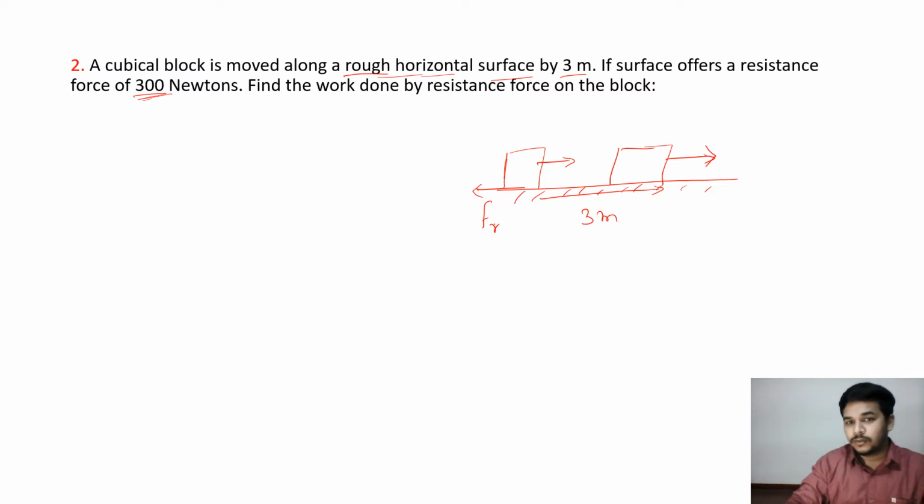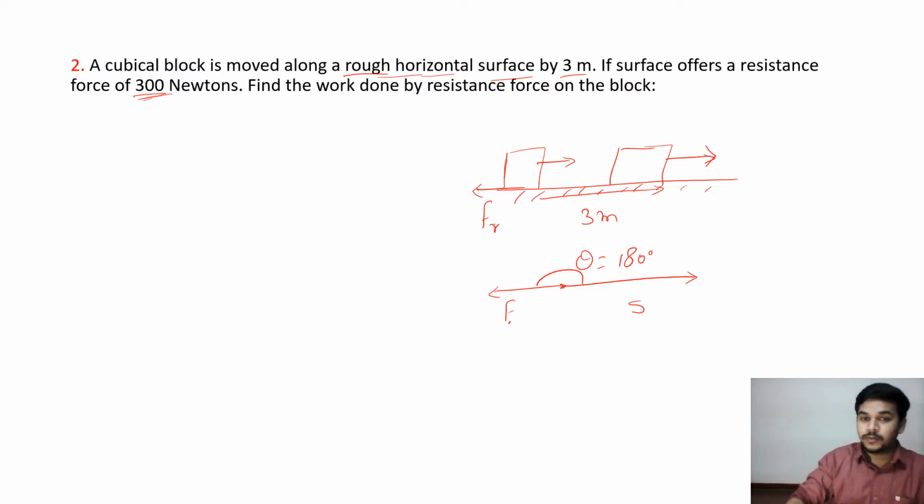So let's calculate. Okay, so displacement happens in the right direction, but the force is acting in the left direction. So the angle between them, how much can we say? Theta will become 180 degrees. Take care of the angle. It is very, very important. Okay, here friction is in the left direction, displacement in the forward direction, the angle will become 180 degrees. And displacement is already given, that is 3 meter, and friction force is also given, 300 Newton itself.